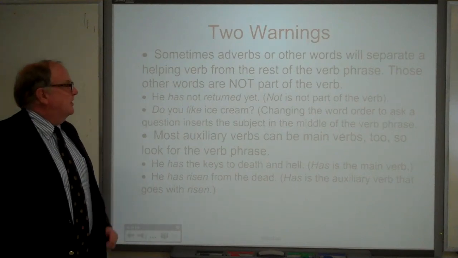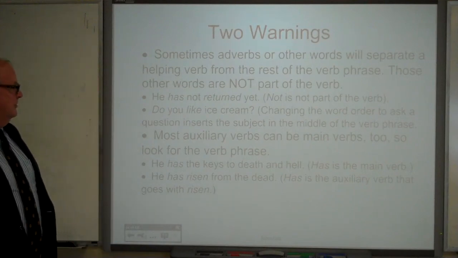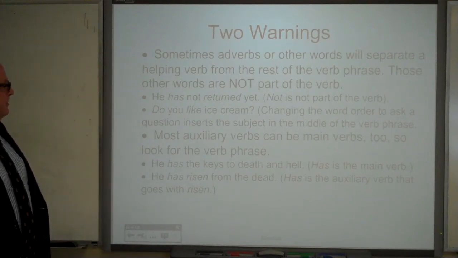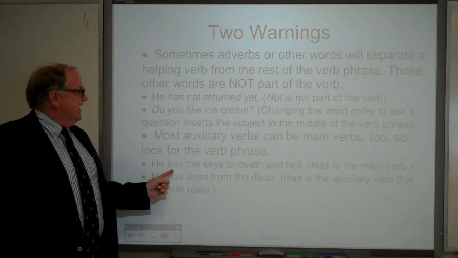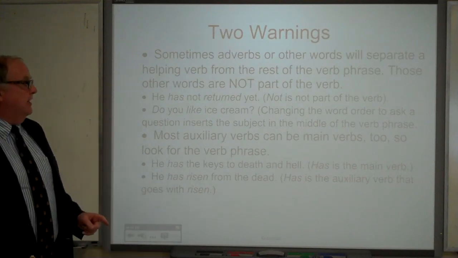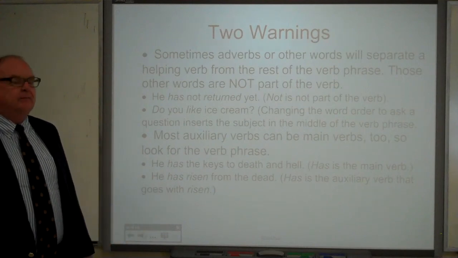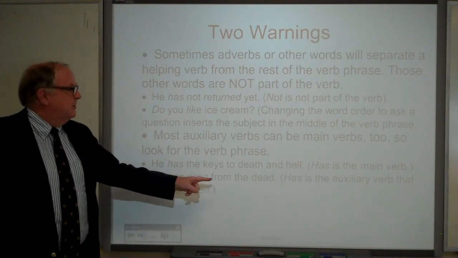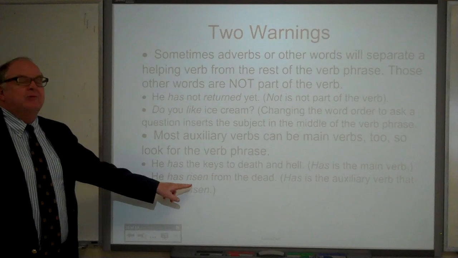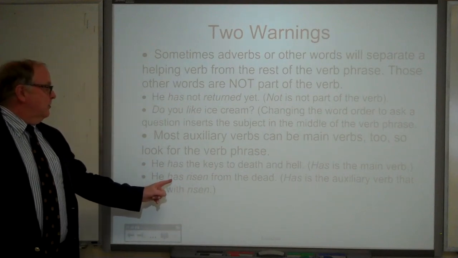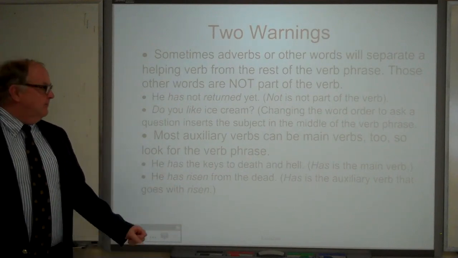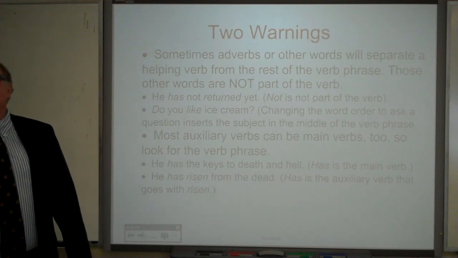Okay. Most auxiliary verbs can be main verbs too, so again, look for the verb phrase. In this sentence, he has the keys to death and hell. Has is the main verb. It's not a phrase, it's one verb. Okay, he has risen from the dead. Here, has risen is the verb phrase, so the word has is the auxiliary verb that goes with the main verb risen.